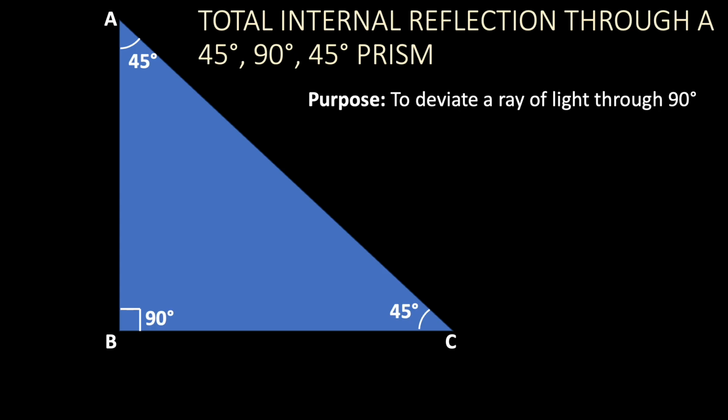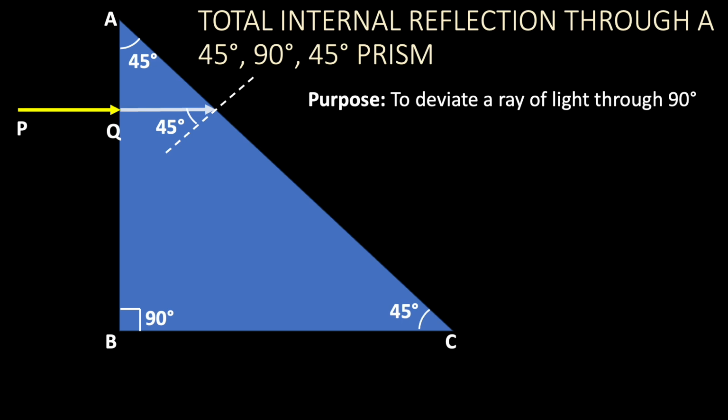Here our purpose is to deviate a ray of light through 90 degrees. ABC, as you can see in the figure, is a total reflecting prism. A beam of light is incident normally at the face AB. It passes undeviated into the prism and strikes the face AC at an angle of incidence equal to 45 degrees.